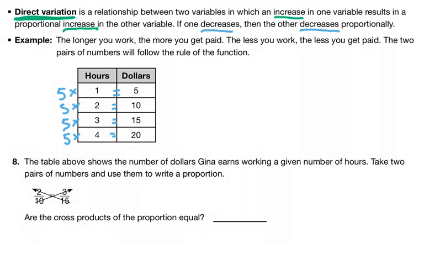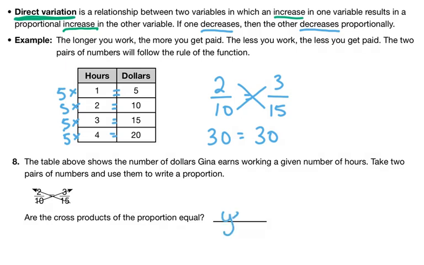The table above shows the number of dollars Gina earns working a given number of hours. Take 2 pairs of the numbers and use them to write a proportion. So they used 2 and 10 and 3 and 15. And we're going to see if they are equal. The way we do that is by cross multiplying. 2 times 15 is 30, and 3 times 10 is 30. So the answer is yes. They are proportional because when we cross multiply, they equal each other.